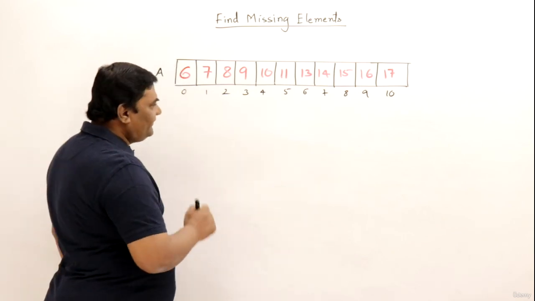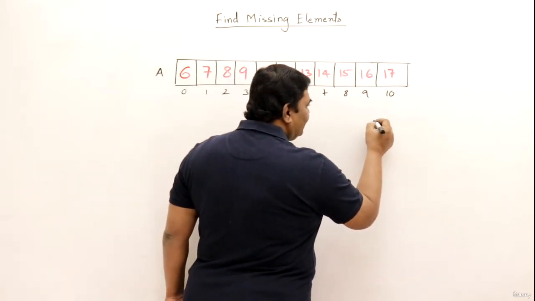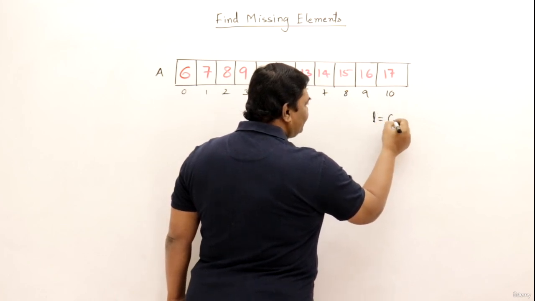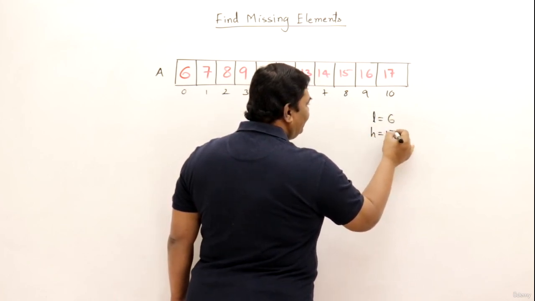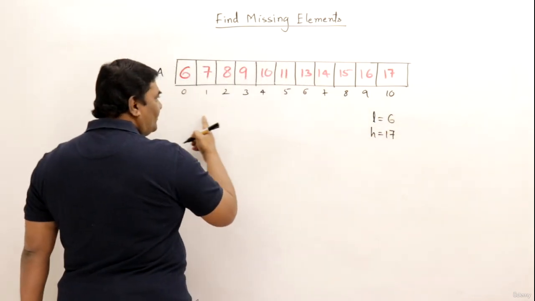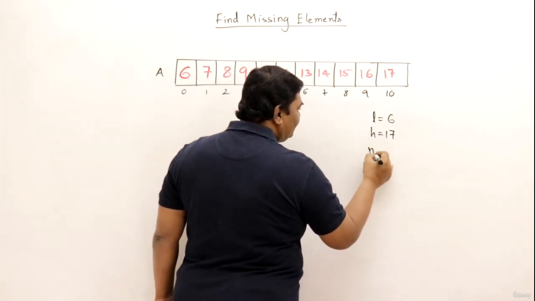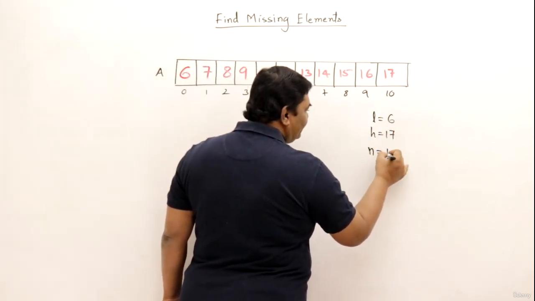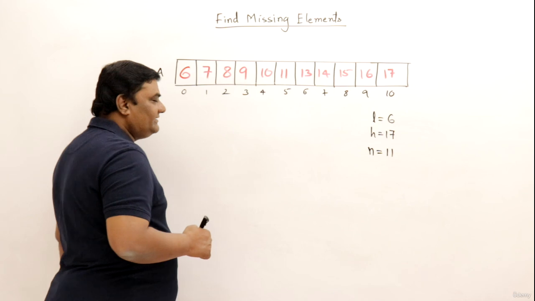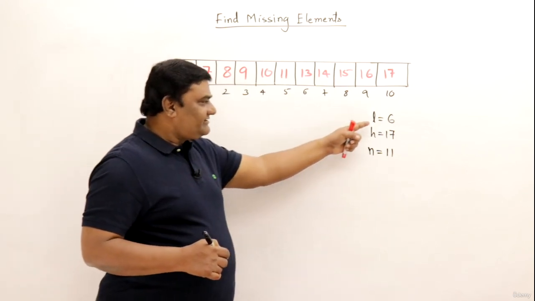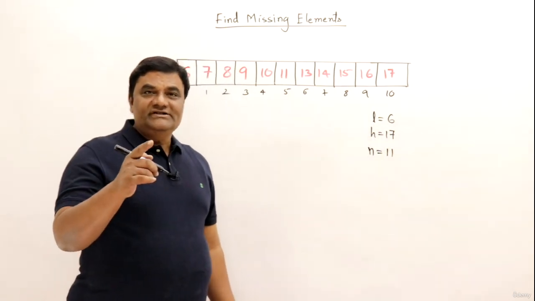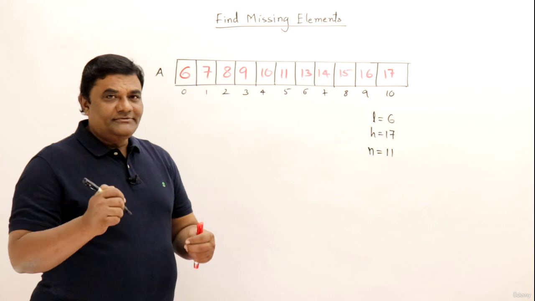For that I will show you first of all, this is the lower number, that is 6, and this is the higher number, that is 17, and the total number of numbers I have, let us call it n, and let us say these are 11 numbers, 0 to 10. Now from 6 to 17 I want to know which number is missing. So I'll show you the procedure.